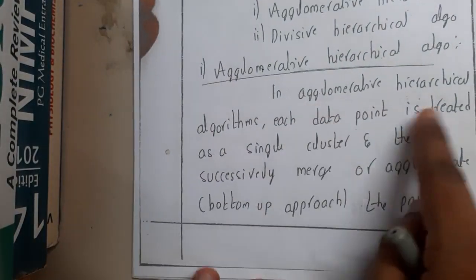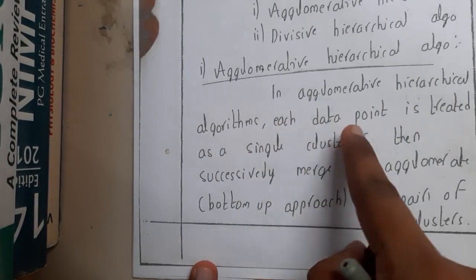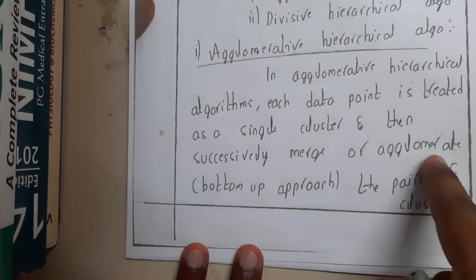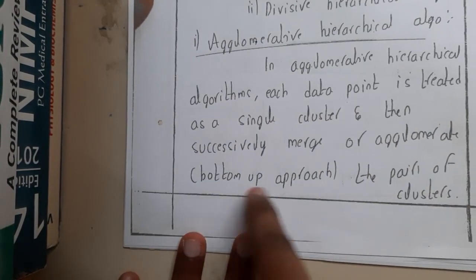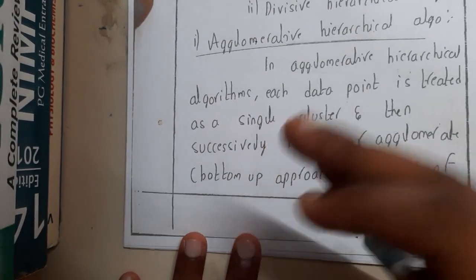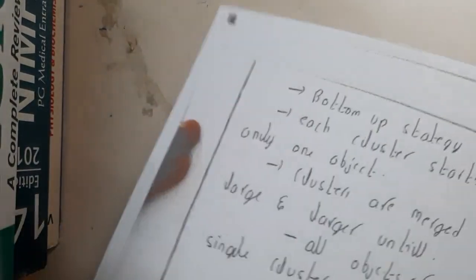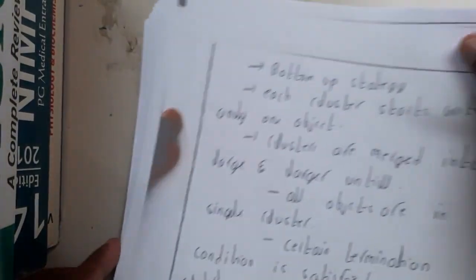In agglomerative hierarchical clustering, each data point is treated as a single cluster and then successively merged, or agglomerated, in a bottom-up approach. So you will be going from bottom to top, merging pairs of clusters. It is a bottom-up strategy.